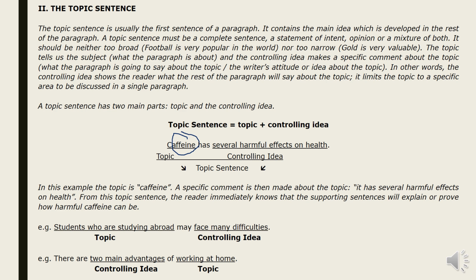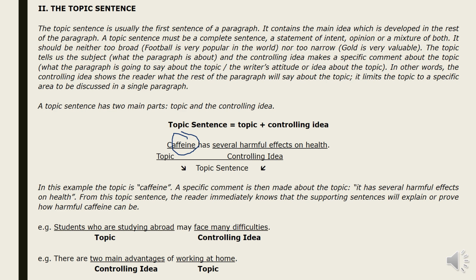Working at home is the topic. What is the controlling idea? It's that it has two main advantages. So the topic sentence is made up of two parts, the topic and the controlling idea. The topic is made up of one word, sometimes more, but it explains the general idea of the topic sentence, and then the controlling idea, the part that I am going to explain in the paragraph.